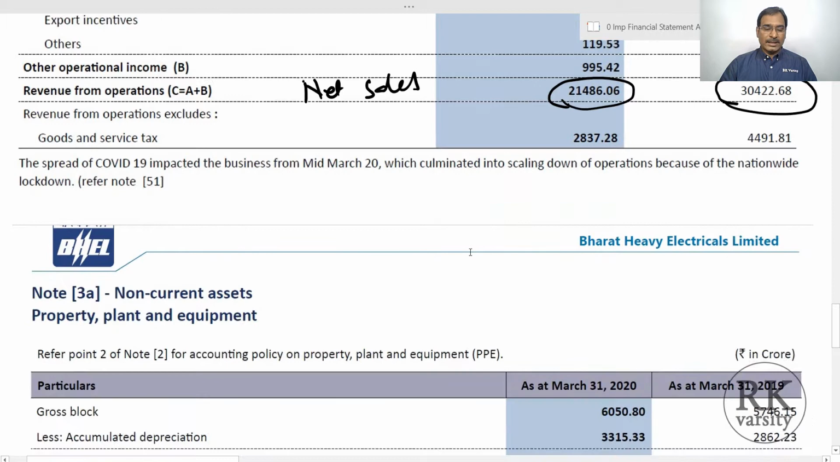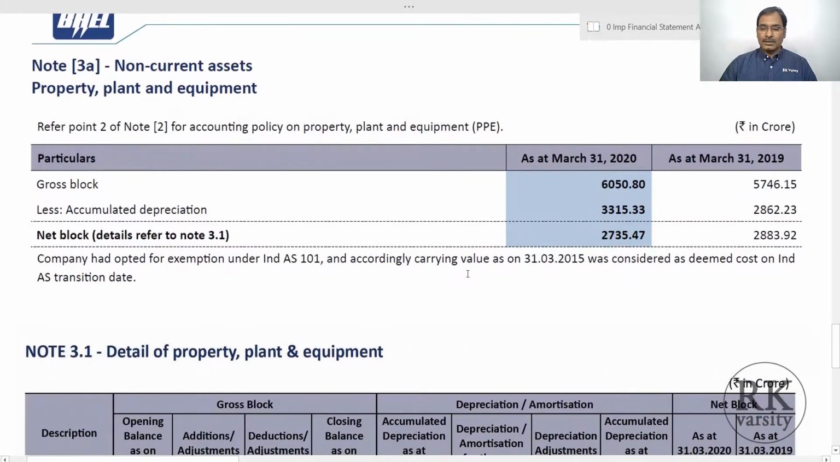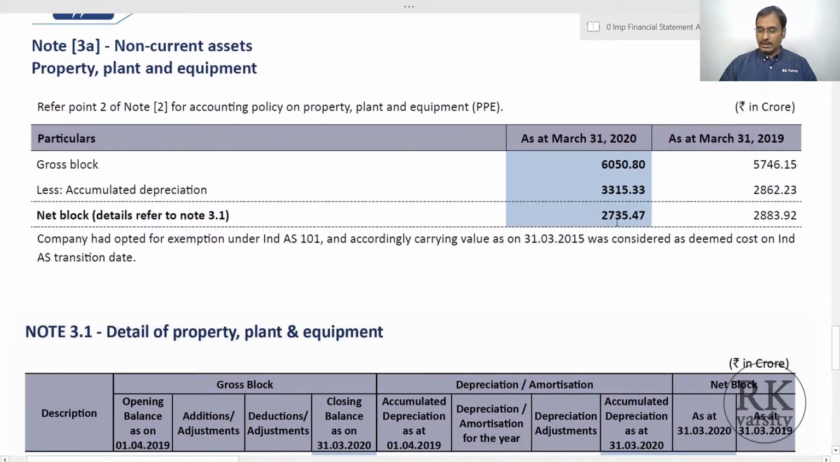On the other hand, the property, plant and equipment. Here is the property, plant and equipment. In the case of property, plant and equipment, we take the net block. Net block is the gross block minus accumulated depreciation. Here you can see the gross block less accumulated depreciation. After accumulated depreciation is deducted, you get the net block, and you need to use the net block in your equation as the denominator.